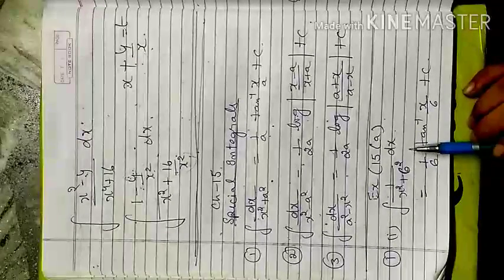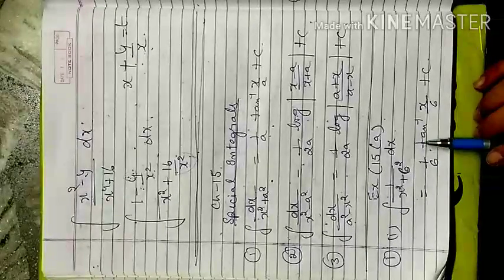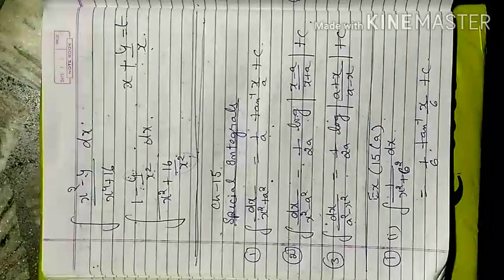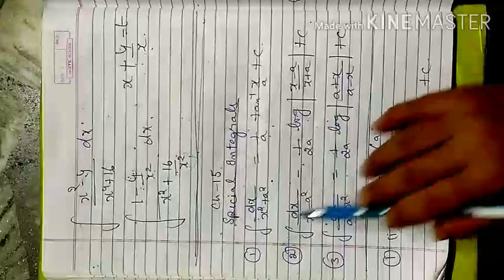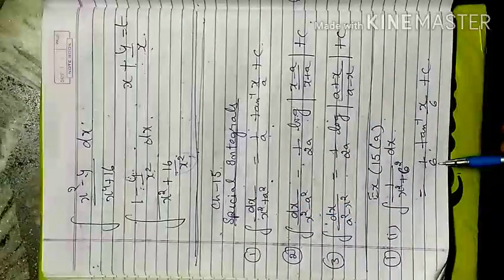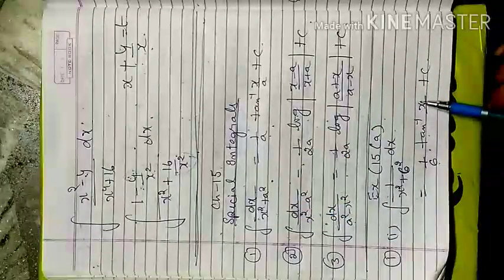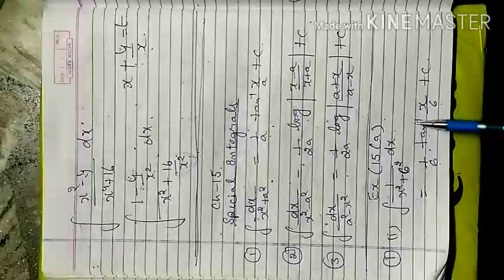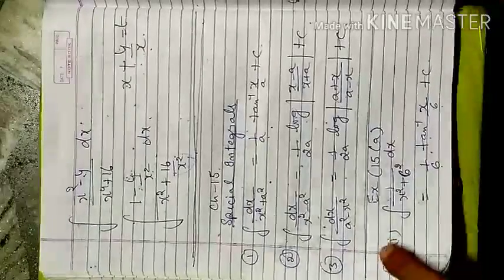Now exercise 15a, in your first and second questions, you directly arrange in these three formula forms and apply the formula. Like here, x square plus 6 square, x square plus a square, 1 by a tan inverse x by a. In place of a there is a 6, so 1 by 6 tan inverse x by 6 plus c.